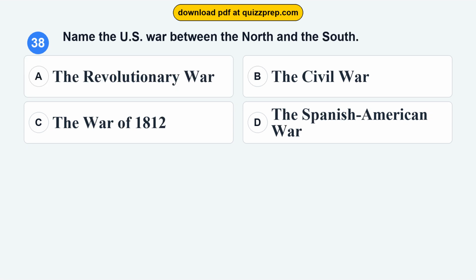Question 38. Name the U.S. war between the North and the South. Option A, the Revolutionary War. Option B, the Civil War. Option C, the War of 1812.